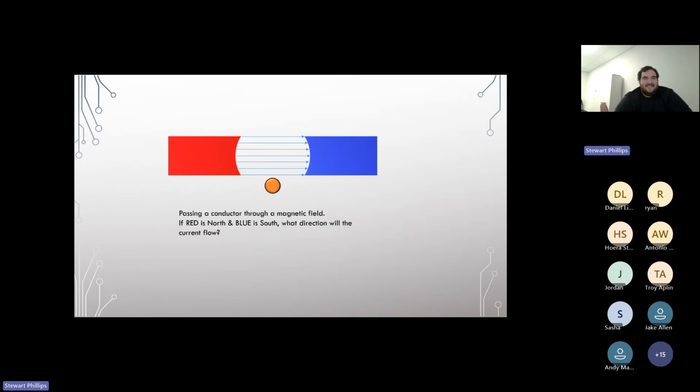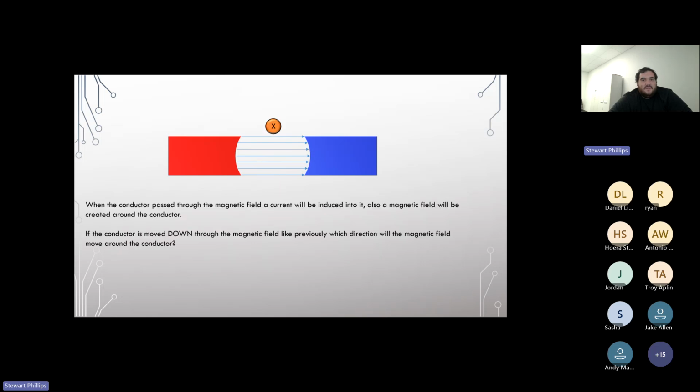Cool. So yeah, again, for the next one, the direction of the conductor is going to move up. The magnetic field hasn't changed. So our current should actually be going into the page. So instead of a dot, it should actually be an X.